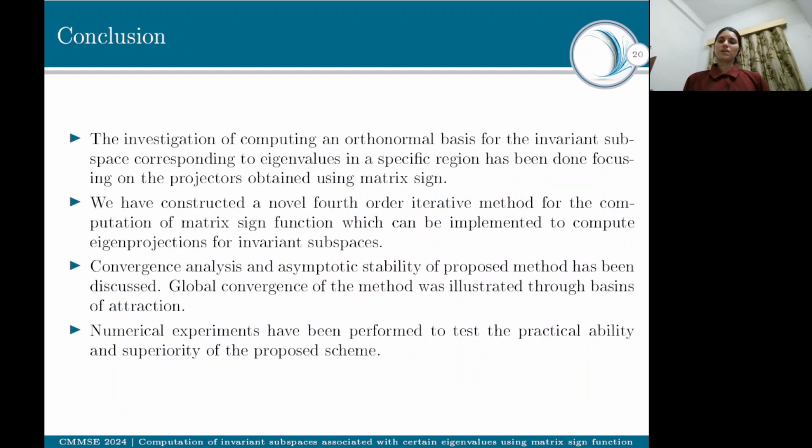So here is the final conclusion. The investigation of computing an orthonormal basis for the invariant subspace corresponding to eigenvalues in a specific region has been done, focusing on the projectors obtained using the matrix sign function. We have constructed a novel fourth order iterative method for computation of the matrix sign function, which can be implemented to compute eigenprojections for invariant subspaces. Convergence analysis and asymptotic stability of the proposed method have been discussed. Global convergence of the method was illustrated through basins of attraction. Numerical experiments have been performed to test the practicability and superiority of the proposed scheme, which clearly represents that our proposed method is better than existing methods.